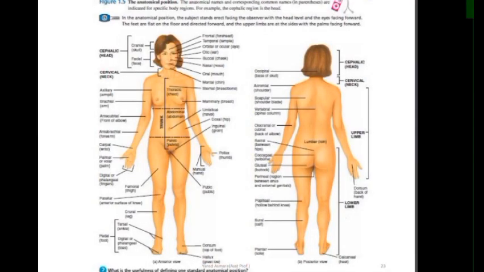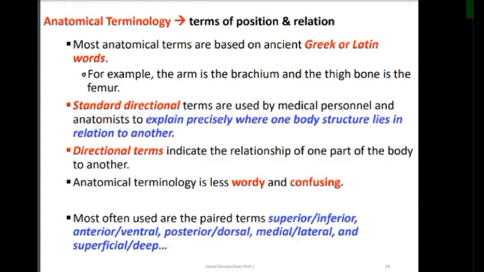What about anatomical terminologies? Anatomical terminologies are terms of position and relation. Most anatomical terms are based on ancient Greek or Latin words. For example, the arm is the brachium and the thigh bone is the femur. Standard directional terms are used by medical personnel and anatomists to explain precisely where one body structure lies in relation to another. Directional terms indicate the relationship of one part of the body to another. Anatomical terminology is less wordy and confusing.